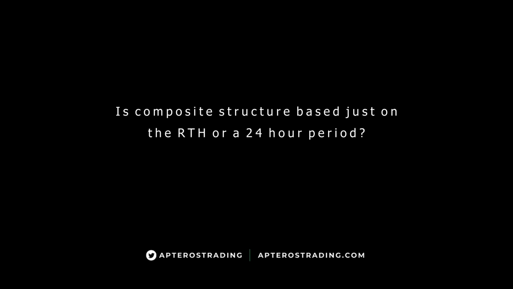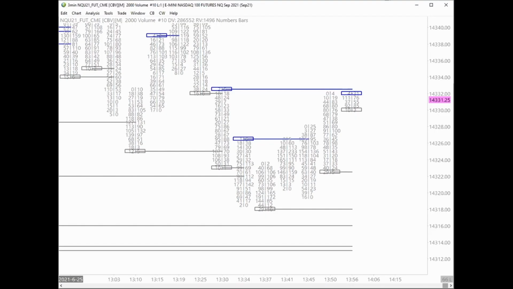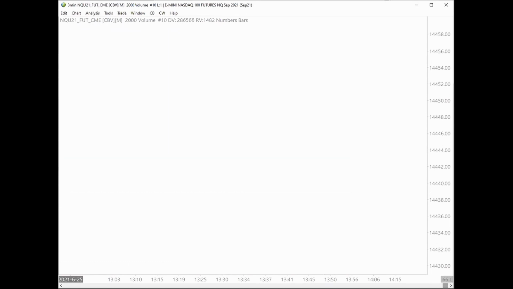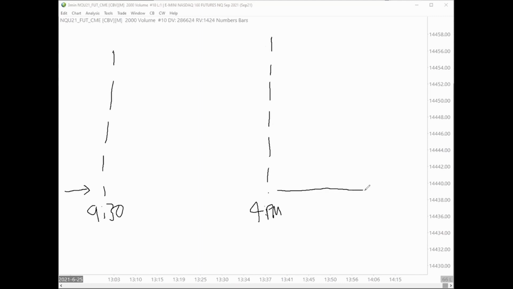I almost exclusively use the pit session, that is RTH hours. One of the downsides of market profile over, let's say, volume profile, for example, is the fact that, let's say this is here's the 9:30 a.m. open. Here is the 4 p.m. close, right? And here's pre-market leading up to it, obviously, and here's after hours leading up until the next 9:30 open.